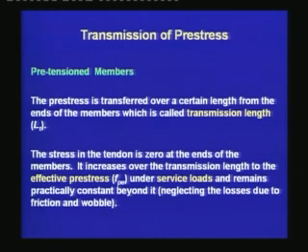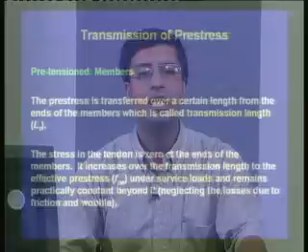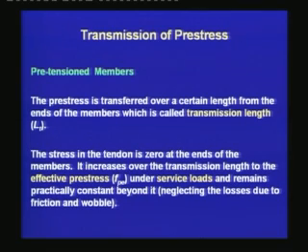The prestress is transferred over a certain length from the ends of the members, which is called the transmission length. Now, this is a very important concept for a pretension member, that the prestress is not transferred right at the ends, but it is transferred over a certain length from the ends, and this length at each end is called the transmission length or the transfer length. Here we shall denote the transmission length as LT.